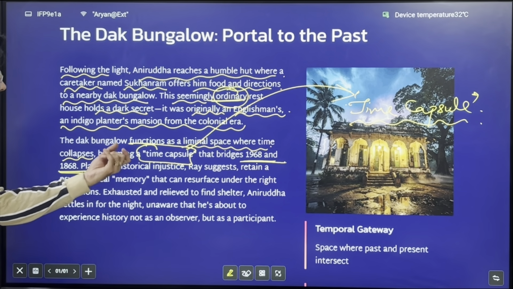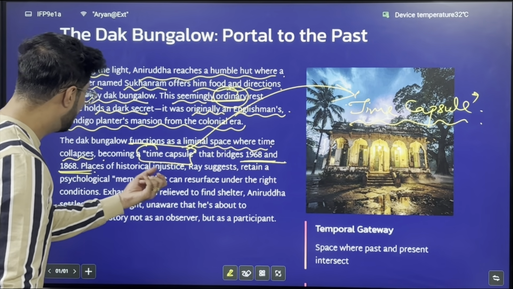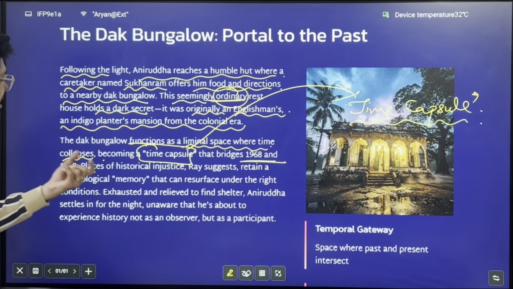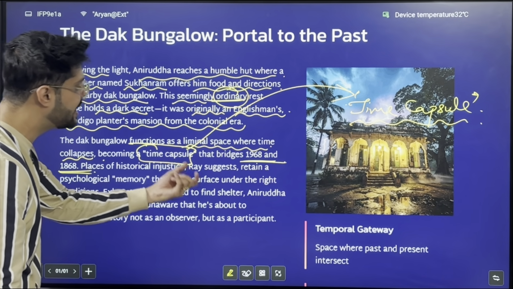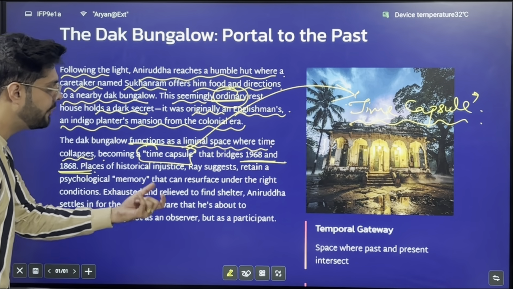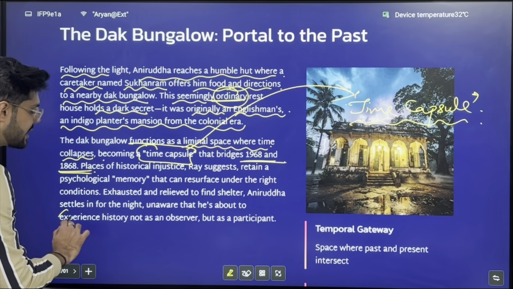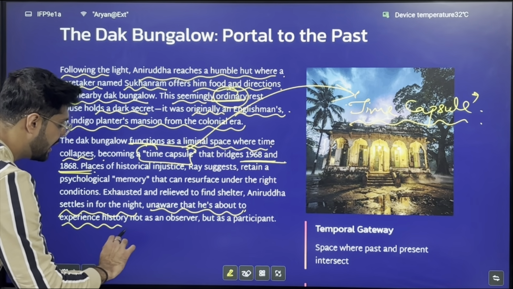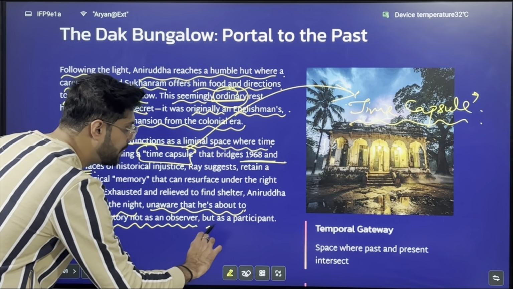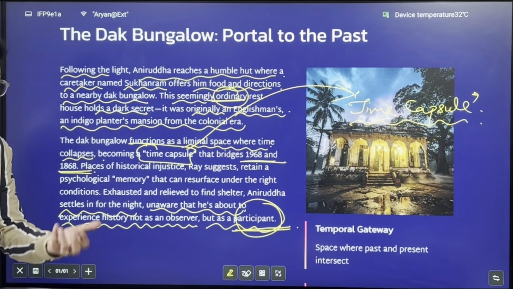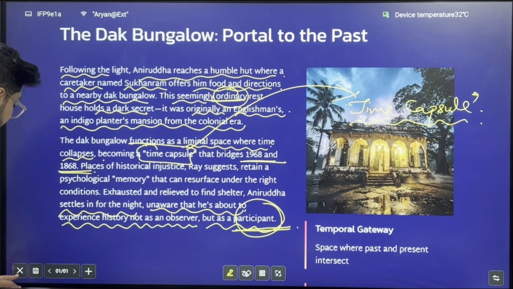Places of historical injustice, Ray suggests, retain a psychological memory that can resurface under the right conditions. Exhausted and relieved to find shelter, Aniruddha settles in for the night, unaware that he is about to experience history not as an observer but as a participant, as if he himself was actively reliving that history.